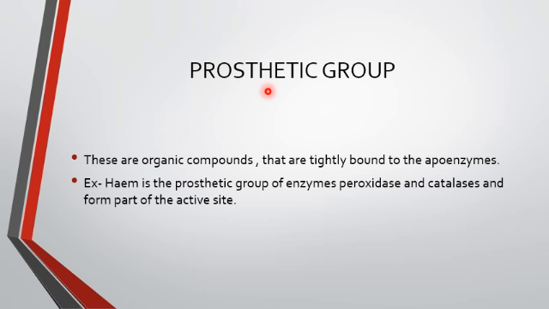Prosthetic groups. These are organic compounds that are tightly bound to the apoenzyme. An example is heme, which is a prosthetic group of the enzymes peroxidase and catalase and forms part of the active enzyme.